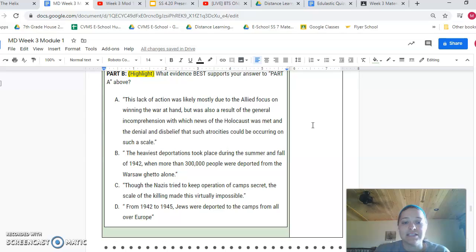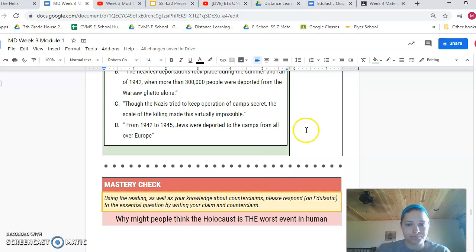B. The heaviest deportations took place during the summer and fall of 1942, when more than 300,000 people were deported from the Warsaw Ghetto alone. C. Though the Nazis tried to keep operation of camps secret, the scale of the killing made this virtually impossible. Or D. From 1942 to 1945, Jews were deported to the camps from all over Europe.